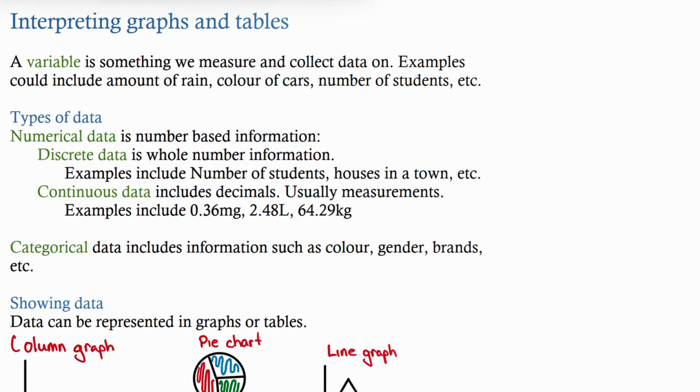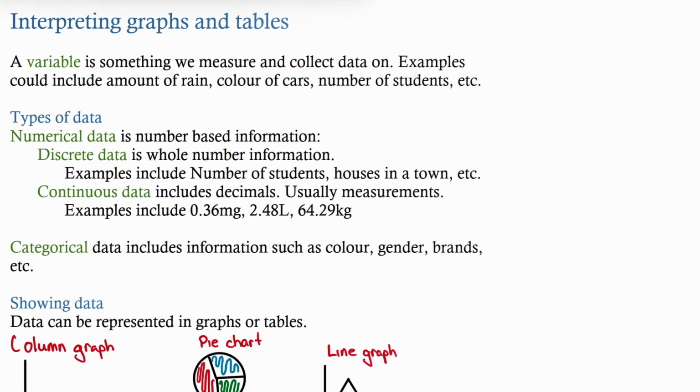When we're collecting data, there are different types of data. There are two main categories. The first is called numerical data. Numerical data, as the name suggests, is number-based information. Numerical data can break off into two different types. You have discrete numerical data. This is whole number information. This includes number of students in a class or a school, houses in a town or a city, things where you can't have halves or quarters. It has to be a whole number.